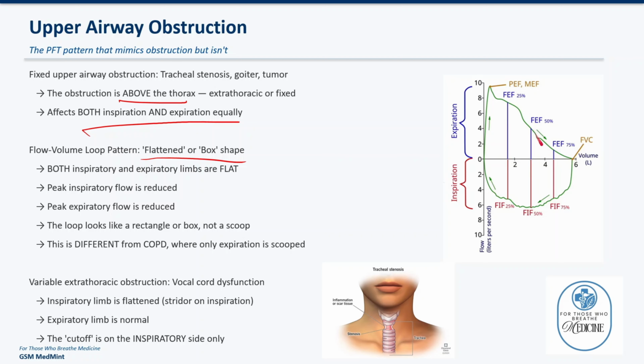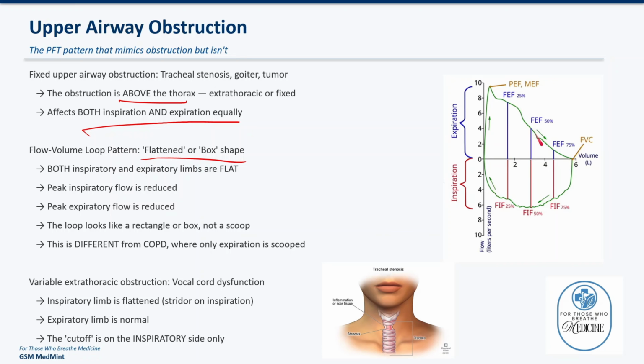In variable extrathoracic obstruction, like vocal cord dysfunction, the vocal cords adduct during inspiration, narrowing the glottis. The inspiratory limb is flattened, and you hear stridor on inspiration. The expiratory limb is normal. The cutoff is on the inspiratory side only.